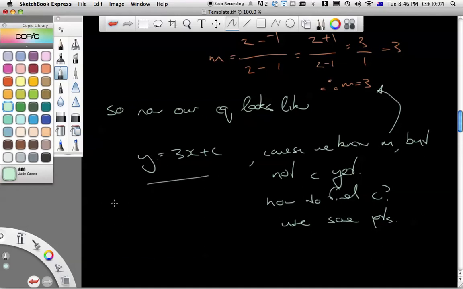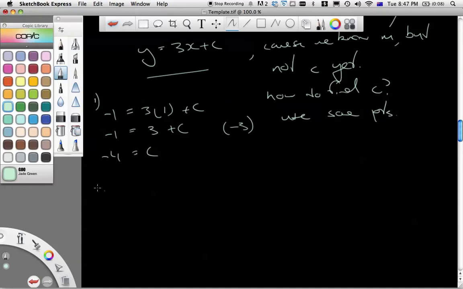Well, let's actually try it. So if we consider the ones, our x1 and y1, we can read them off here. x1 was 1, so we've got 3 times 1, and our y1 was -1, plus c, so we've got -1 equals 3 plus c. Take away 3 from both sides, -4 equals c. Cool. What about if we use the other point?